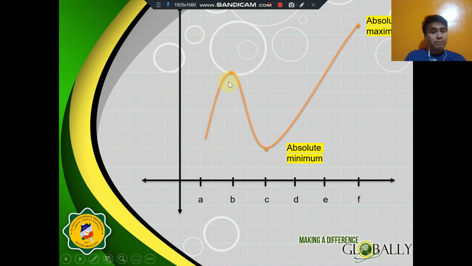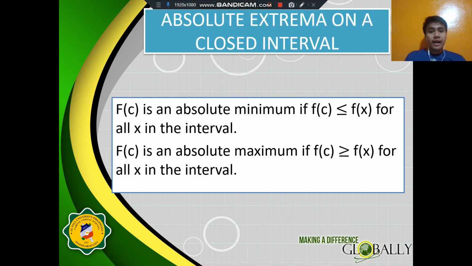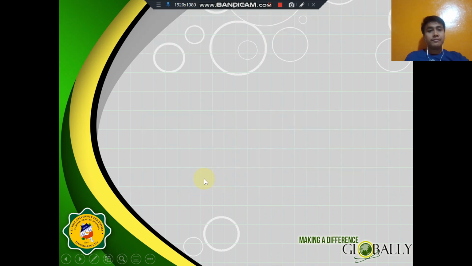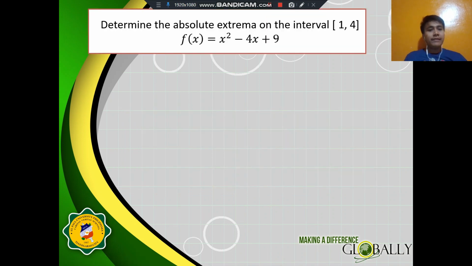The highest peak here is not the absolute maximum, but rather it is a relative maximum, and this part here is a relative minimum. So to find the absolute extrema on a closed interval, we are going to find the absolute minimum and maximum for all x in the interval. So let's have a quick review before we go to its application.